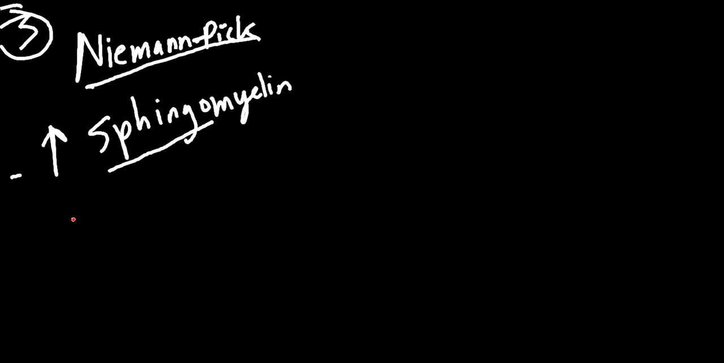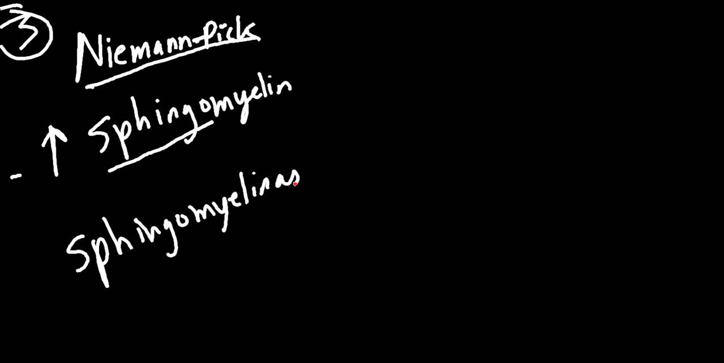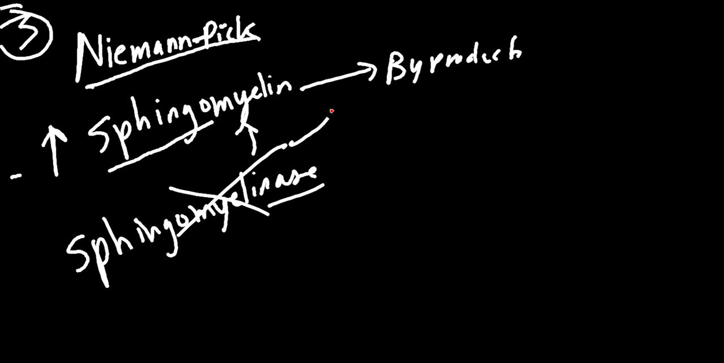So what enzyme, you may have guessed, remember you just throw ACE at the end and it'll probably break something down. So sphingomyelinase. There's our ACE ending. So that means we're going to break down that sphingomyelin into byproducts again. You miss this enzyme, you're not going to be able to break down the sphingomyelin. You're going to have an accumulation.